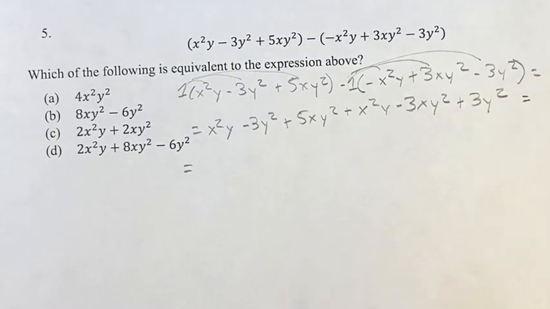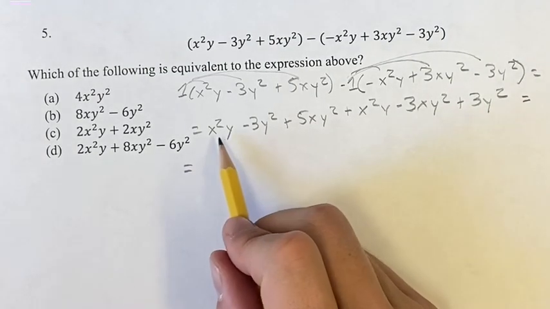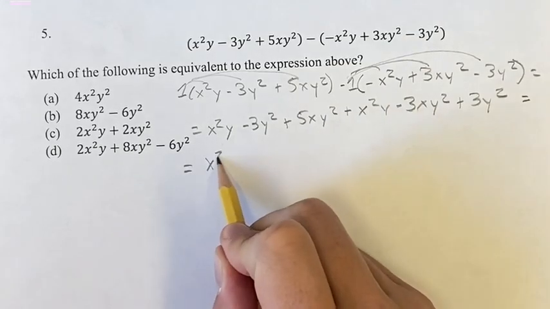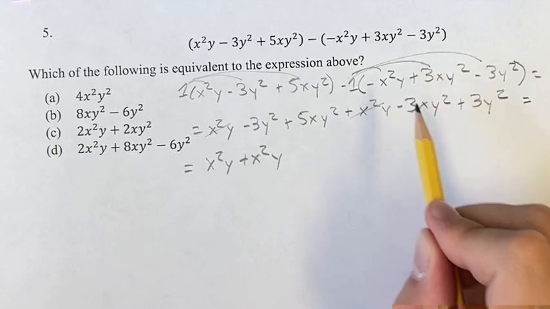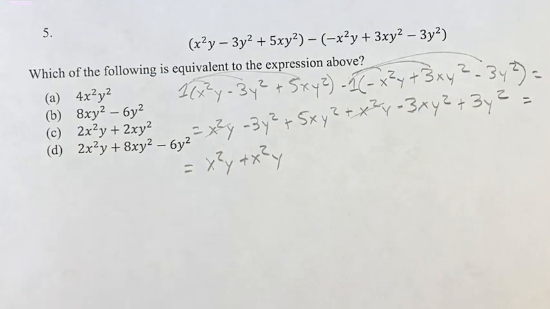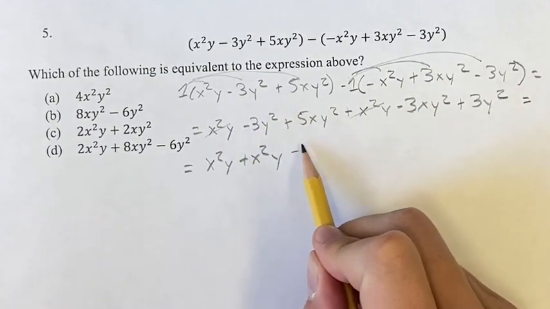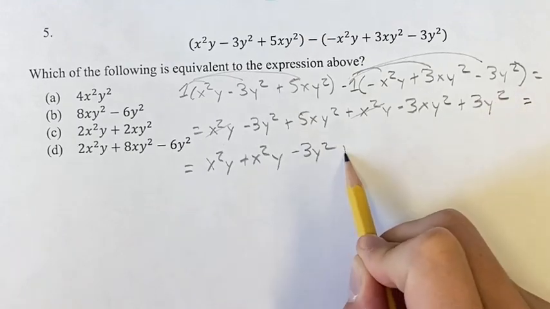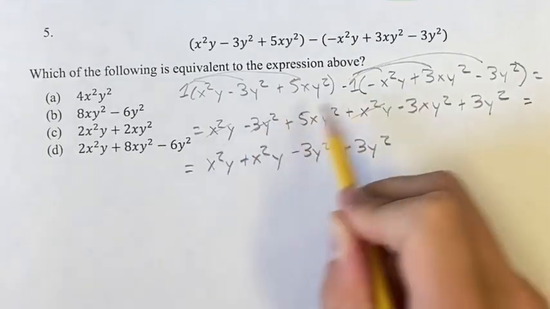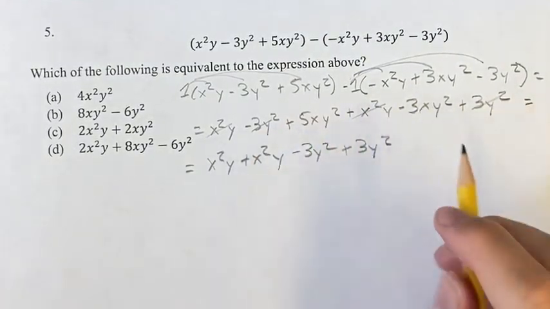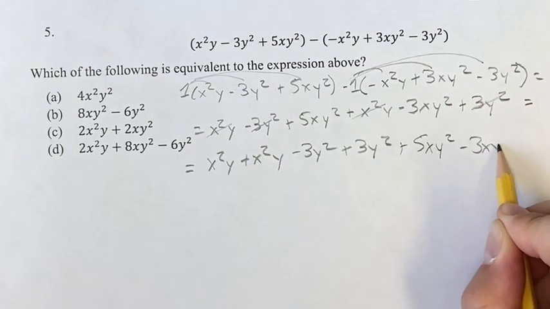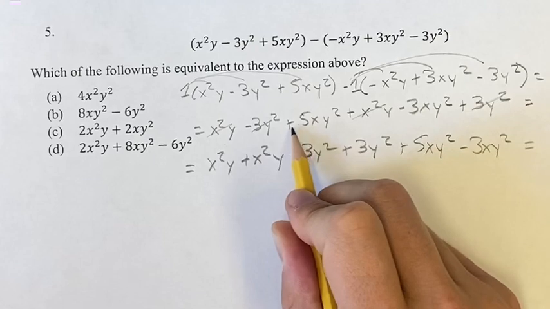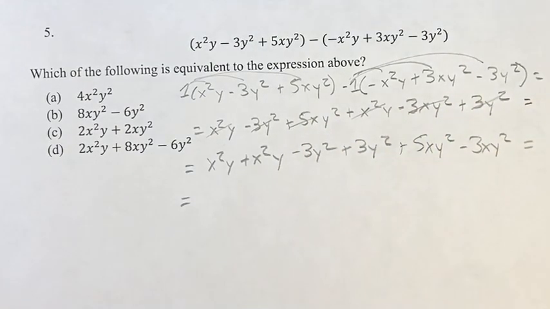So now we can combine like terms, so let's first get them next to each other. So we have x squared y plus x squared y. I'll just cross off terms as we've counted them off, so we're not missing anything. Then we have minus 3y squared plus 3y squared. Now these are accounted for. And then lastly, we have plus 5xy squared minus 3xy squared. Now everything's accounted for, and we can go through.